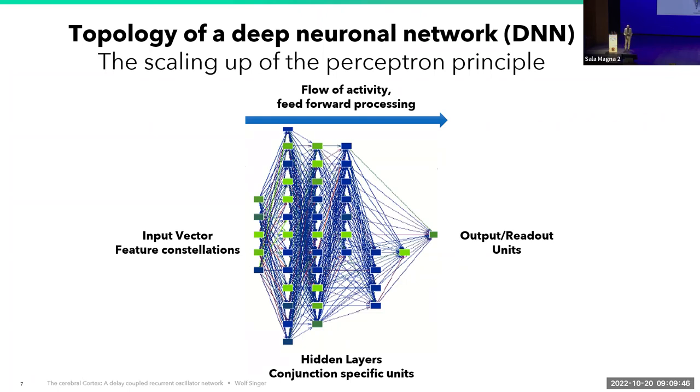They are just the scaling up of the same principle. Activity flows from an input stage where you have the feature detectors, and then it's relayed over multiple layers until finally there are arrays of output units. And by iteratively tweaking the gain of these connections, one can make sure that the particular input vector leads to the preferential activation of a readout unit on the output. So it's a mapping operation, and it's strictly feed forward, and the learning is done, as you all know, by backpropagation.